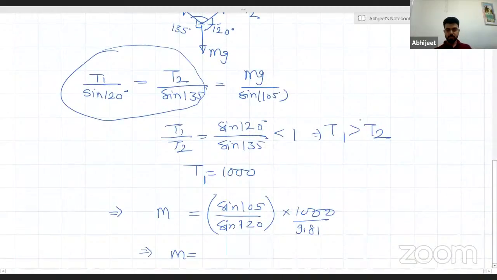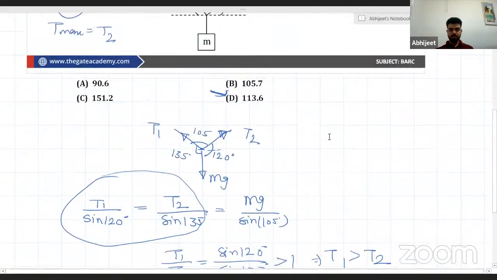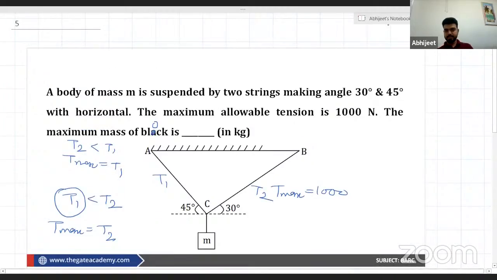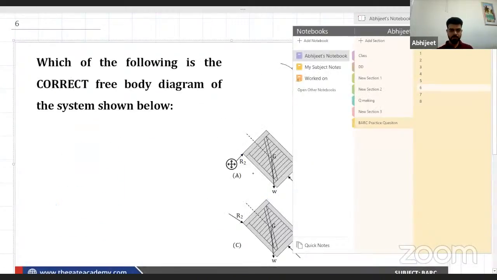So here T1 was greater than T2, that we have to find out from here. This value should be greater than 1. Got it? So this is done. The question number 5. Now let us move to the next question, that is question number 6.